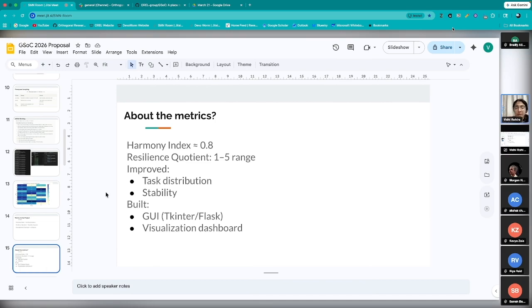A bit more about the metrics. The harmony index range was 0 to 1, but a good harmony index was around 0.8 and above. The resonance quotient had a range of 1 to 5, and it improved the task distribution and stability. I had also built a GUI, a graphical user interface, and a visualization dashboard.